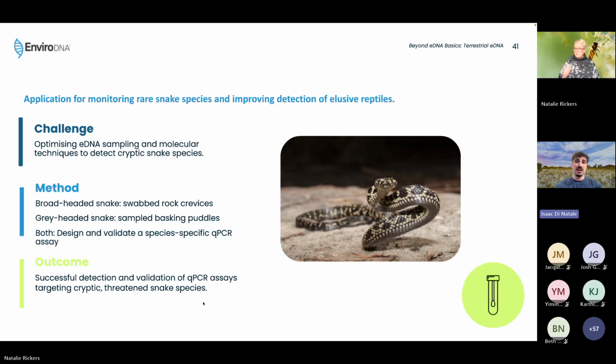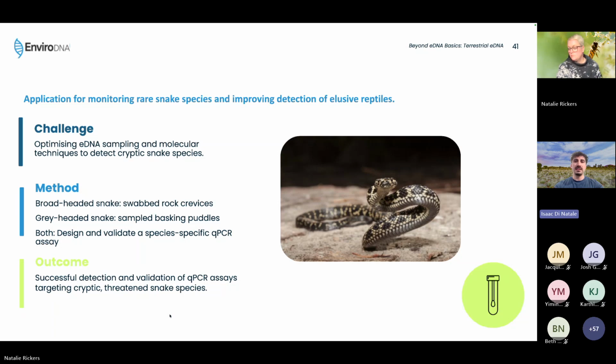We've also successfully designed targeted survey approaches to help detect the threatened grey-headed snake. So this is also a terrestrial species, but they're known to bask in shallow pools of water within their range. So that provided opportunity to take water samples from those puddles or pools, and it was also coupled with in-house generation of a qPCR assay targeting the species, which helped facilitate successful detection.